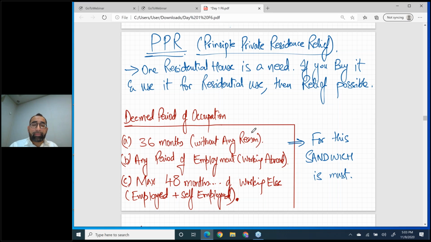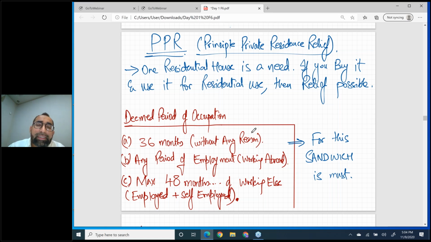Number C is only 48 months. Don't forget, C is only 48 months of working elsewhere, and it's for employed and self-employed, both. What do you mean by employed and self-employed? It means you are going for a job, still it's okay. If you are going for business, still it's very okay.